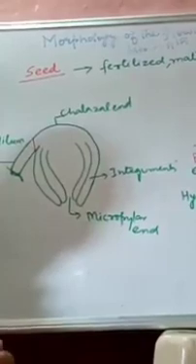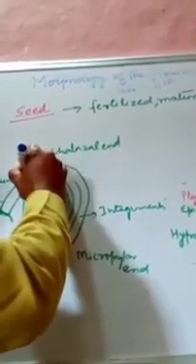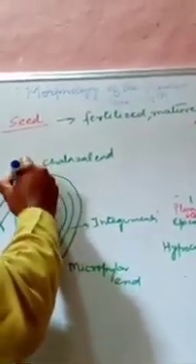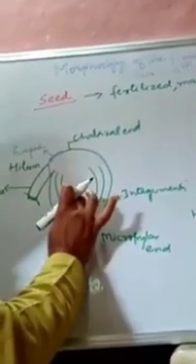Now sometimes we see an extension of this funicle, and it arises as an outgrowth on the body of the ovule, and that is called the raphe. This extension, or outgrowth, on the main body of the ovule is called the raphe. Now this hilum separates the funicle from the main body of the ovule.